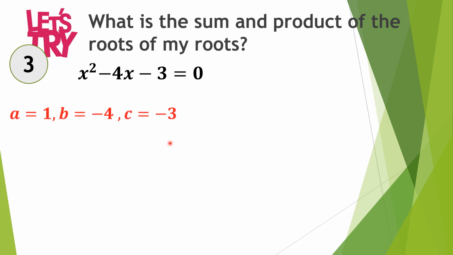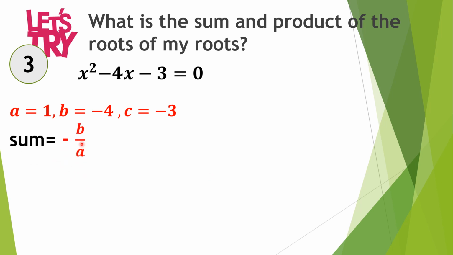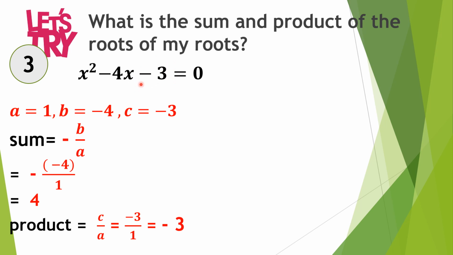Let's go with the process. Let's try. So a equals 1, b equals negative 4, and c equals negative 3. Okay, sum is negative b over a. Let us plug in negative 4 for b, and a equals 1. So this is equal to 4. See? So the opposite of negative 4 is equal to 4. That is the sum of the roots. For the product, of course, it's just negative 3. Actually, you don't need to take this process. Just take the constant term here, and you have your product of the roots.